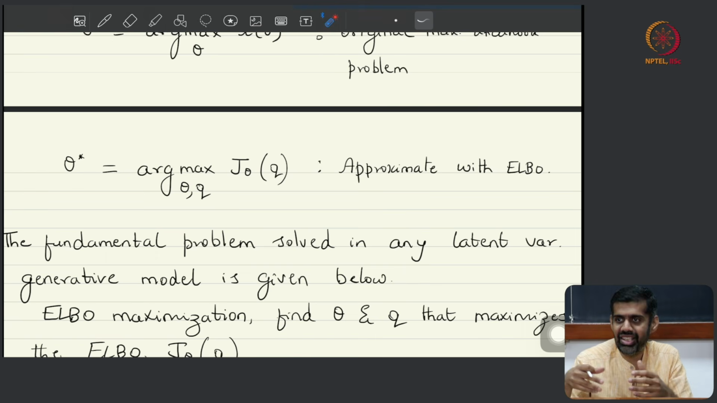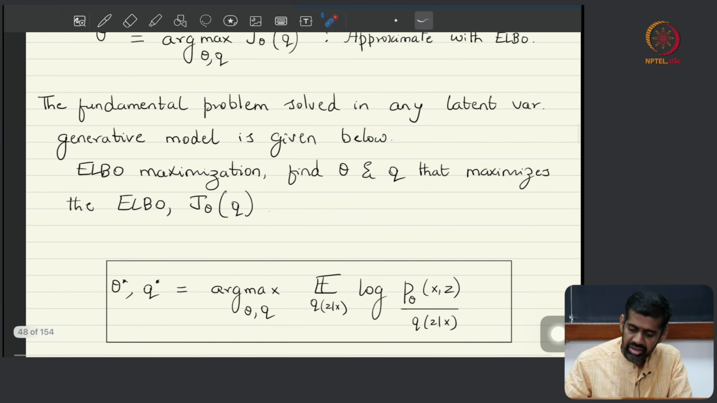So, remember this. For any latent variable models, this is the problem that we will be solving. There is a lower bound that we have constructed on the evidence. The evidence involves the model parameters and the variational posterior. There is a joint optimization problem that we will solve, one with respect to the model parameters, the other with respect to the variational posterior. Is that all right? The fundamental problem solved in any latent variable generative model is ELBO maximization: find theta and q such that it maximizes the ELBO.